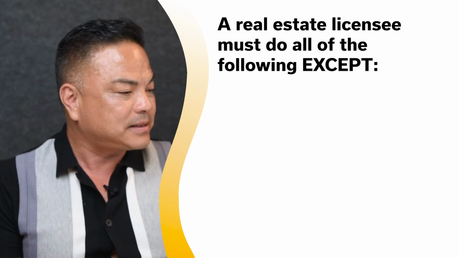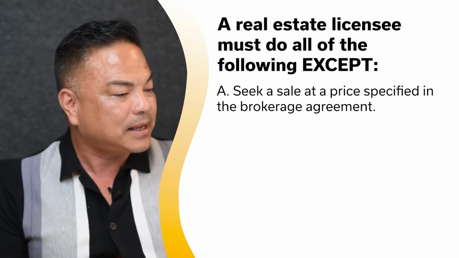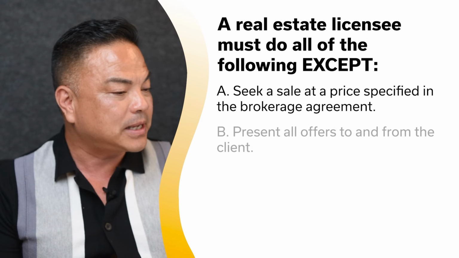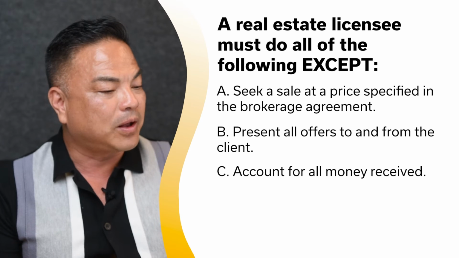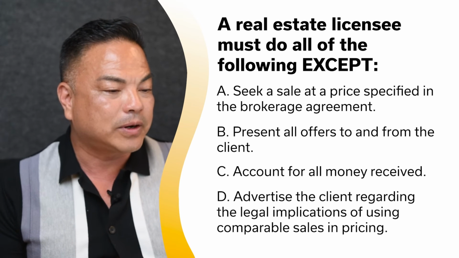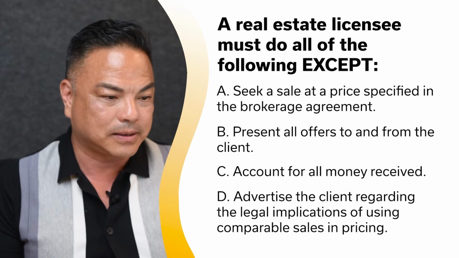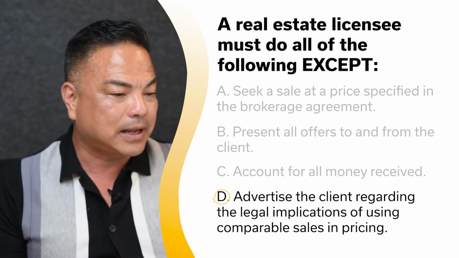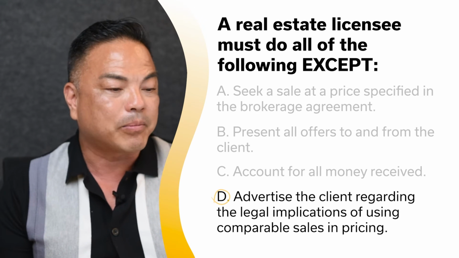A real estate licensee must do all of the following except: A, seek a sale at a price specified in the brokerage agreement; B, present all offers to and from the client; C, account for all money received; D, advise the client regarding the legal implications of using comparable sales in pricing. And the answer is D as in dog. Advise the client regarding the legal implications of using comparable sales in pricing.